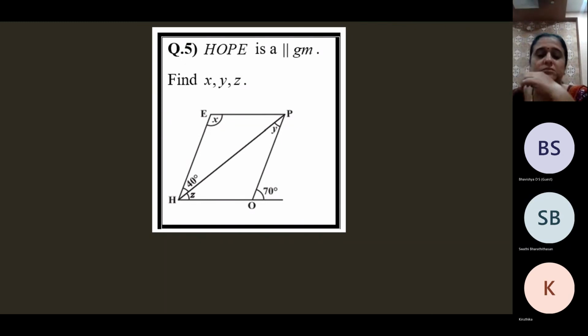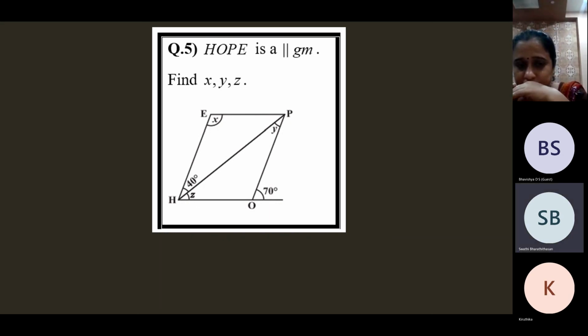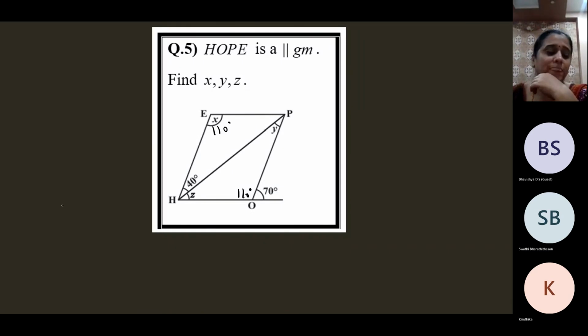Yes, Swati. One method is we can use the linear pair method, ma'am. Here, the angle of O is given to be 70, ma'am. So 180 minus 70 equals 110 degrees, ma'am. So this is 110. In a parallelogram, the opposite angles are equal, ma'am. So x will be 110 degrees. Very good. Correct.